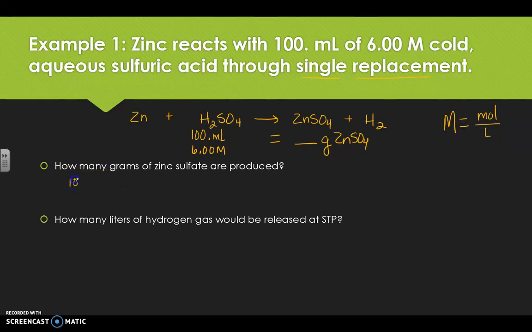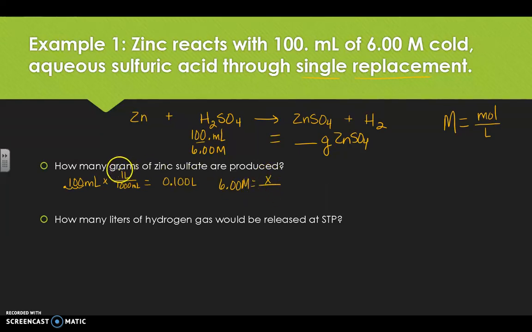Okay, so we remember that 100 milliliters, point. All right, and to change from milliliters to liters, we know that 1,000 milliliters is equal to 1 liter. So we're going to move that decimal over 1, 2, 3 times. That gives us 0.100 liters. Don't forget those zeros because they are significant, right? Yes. Okay. So let's plug all that into our equation. So in our molarity equation, we put in 6.00 M is equal to X. That's what we're looking for.